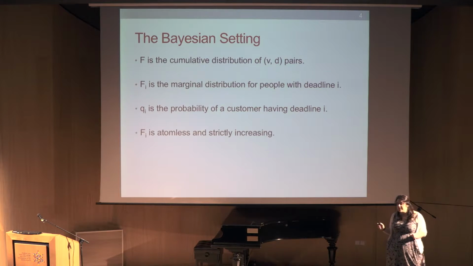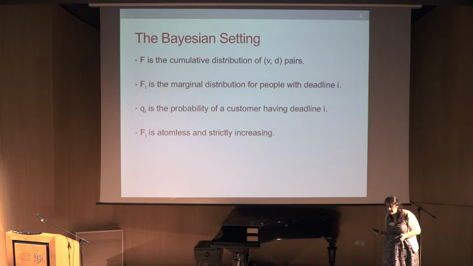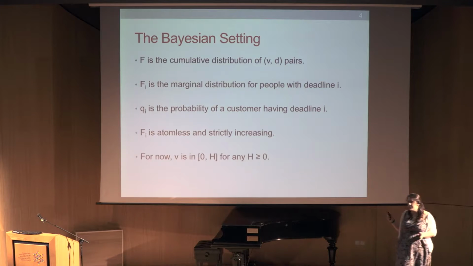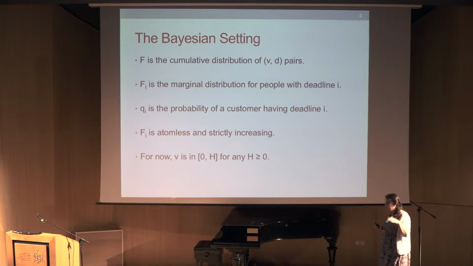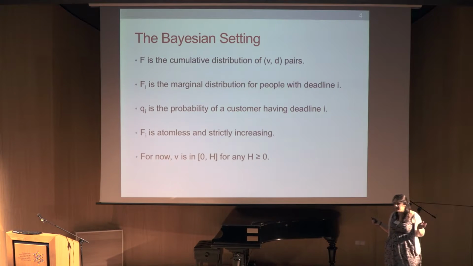Our only assumption is that Fi is atomless and strictly increasing, just to have everything be nice and continuous. And for this talk, we'll talk about things in some range 0 to h for any h, which is the upper bound on the support of the distribution, but you can also extend it to be 0 to infinity.